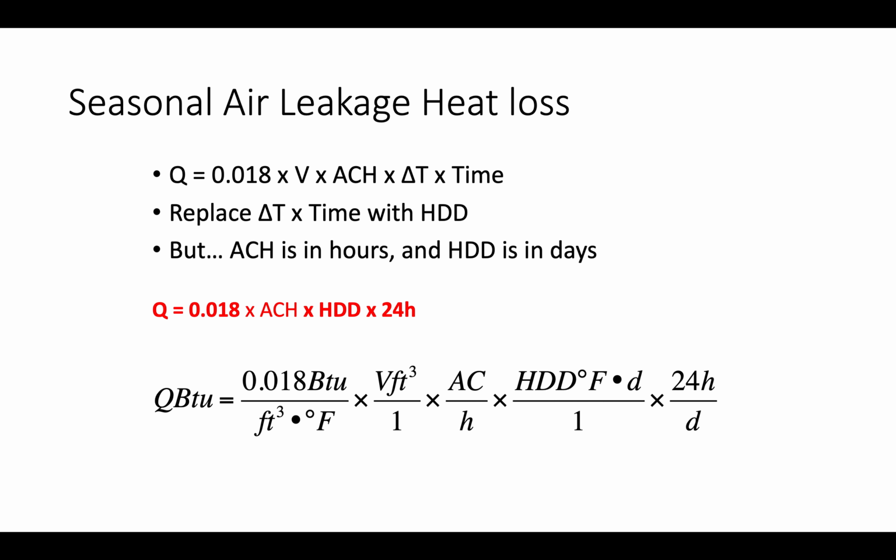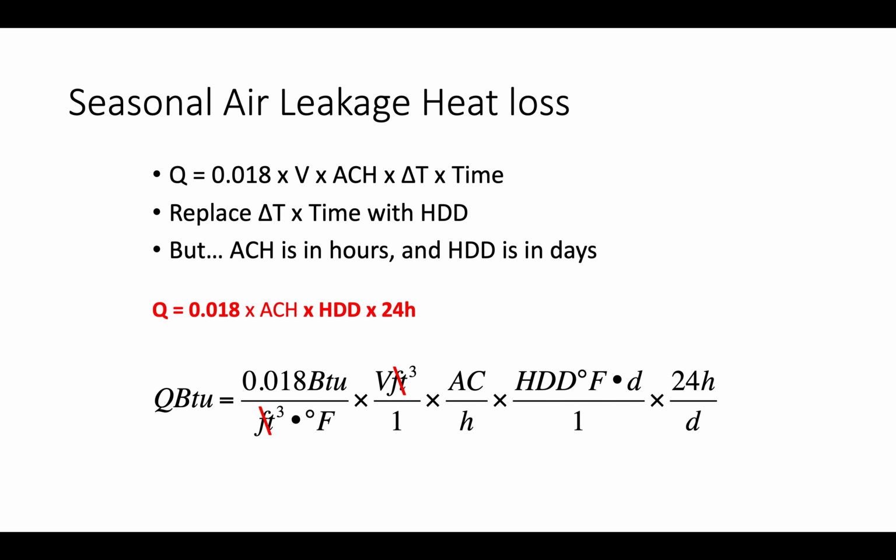For air leakage, we have a very, very similar process. We start out with the volumetric heating capacity of air, that's the 0.018, times the volume, times the air changes per hour, times the difference in temperature, or the delta T, times time, because we want it in energy, not power. So we want to replace delta T times time with heating degree days, because that's basically what heating degree days are. But air changes per hour is in hours, and heating degree days is in days, so we have the same need to use the 24 hours.